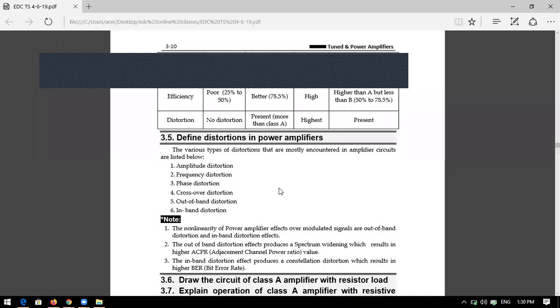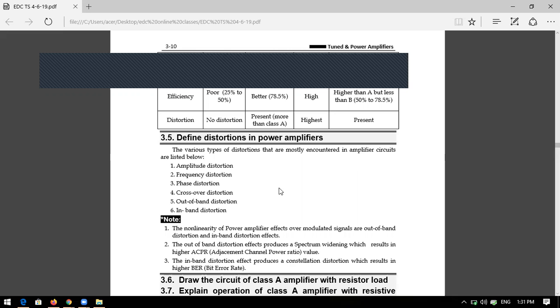The various types of distortion present in power amplifier circuits are amplitude distortion, frequency distortion, phase distortion, crossover distortion, out of band distortion, and in band distortion. So there are six distortions present in the power amplifier circuits.